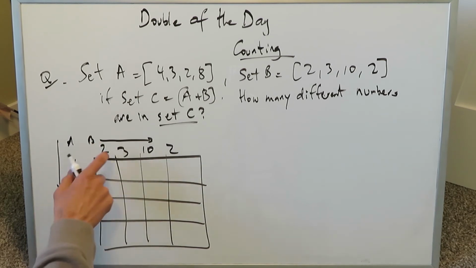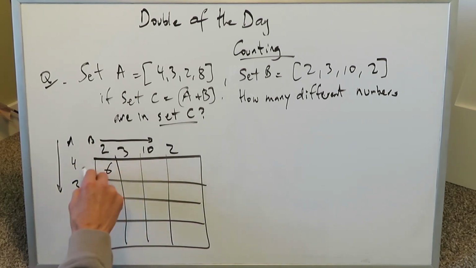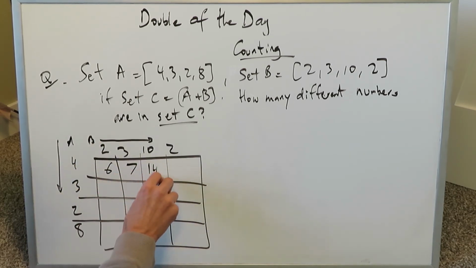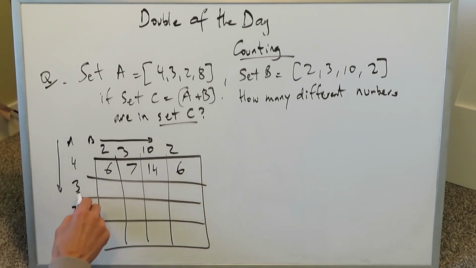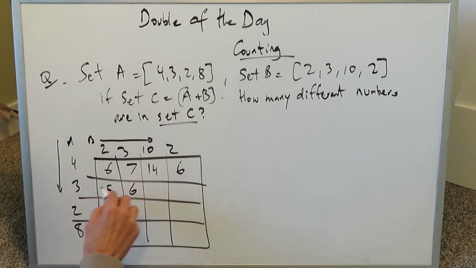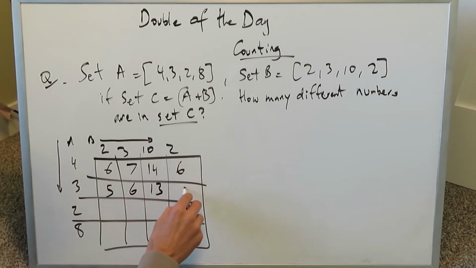Because sometimes trial and error is what helps you determine the best way. Now you just add them up. 4 plus 2 here is a 6. 4 plus 3 is a 7. 4 plus 10 is a 14. 4 plus 2 is a 6. Now we're doing the same thing. We're going across the rows and adding them to the column numbers. 3 plus 2 is a 5. 3 plus 3 is a 6. 3 plus 10 is a 13. 3 plus 2 is a 5.